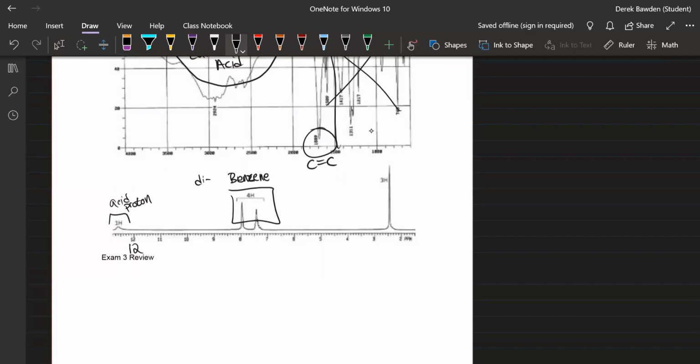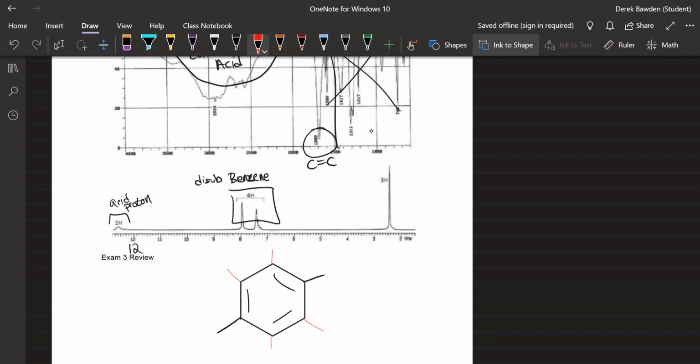Disub. Okay, we have a disubstituted benzene ring, okay? So there's 4 protons, 4 hydrogens. So we know we're going to have a benzene ring that has 2 things on it, okay? Disub, because our 4 protons are these 4 right here, okay?